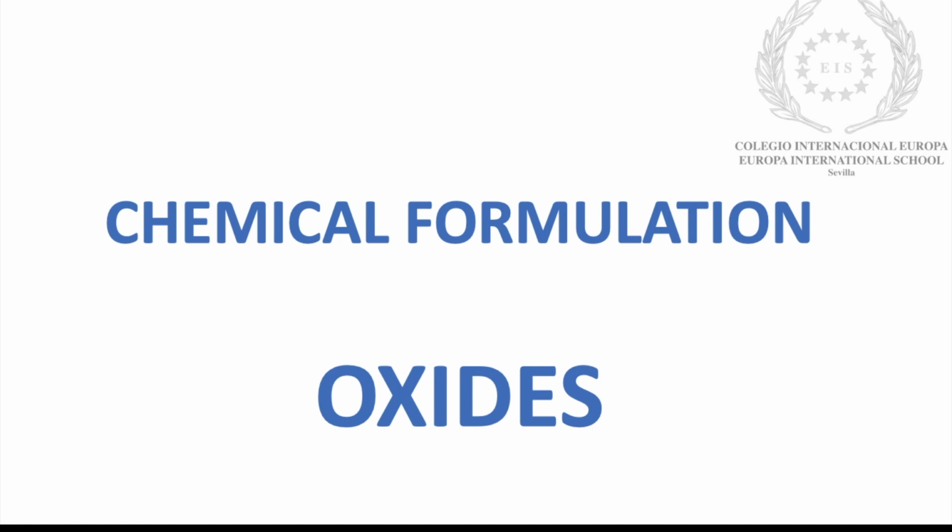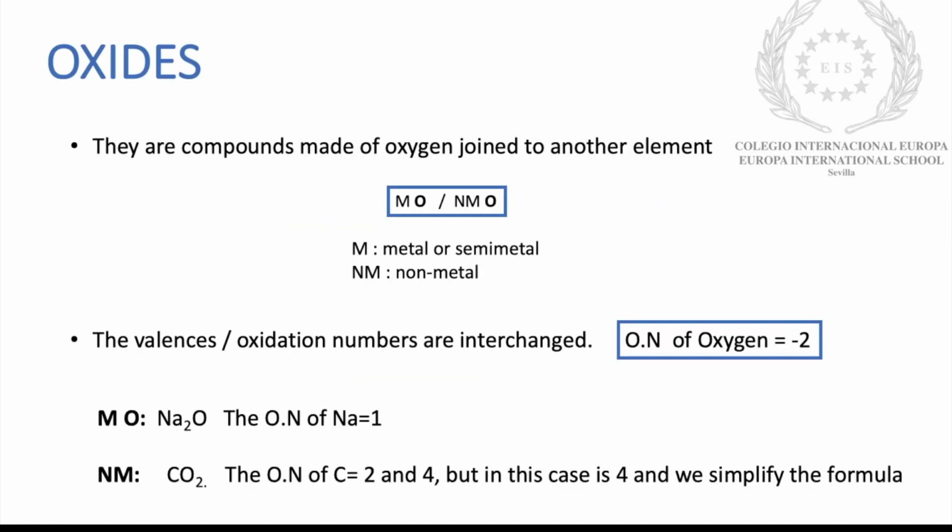Today we're going to start with the chemical formulation of oxides, okay? We have seen the hydrides and today we're going to start with oxides. The oxides are compounds made of oxygen that join to another element. We can have a metal and oxygen or a non-metal with an oxygen. Remember, we consider metals, metal and also semi-metal, okay?